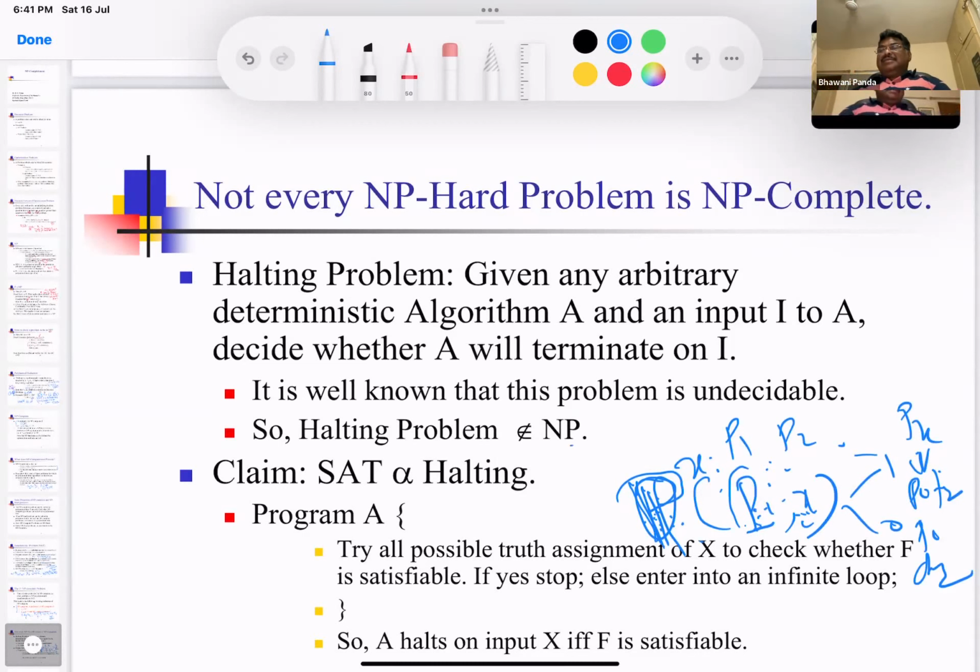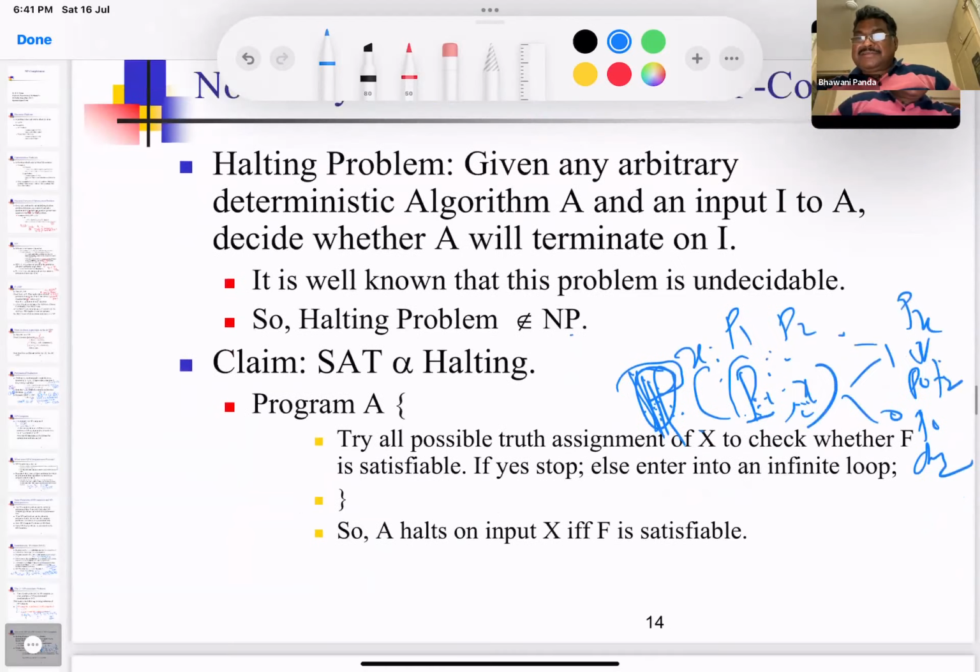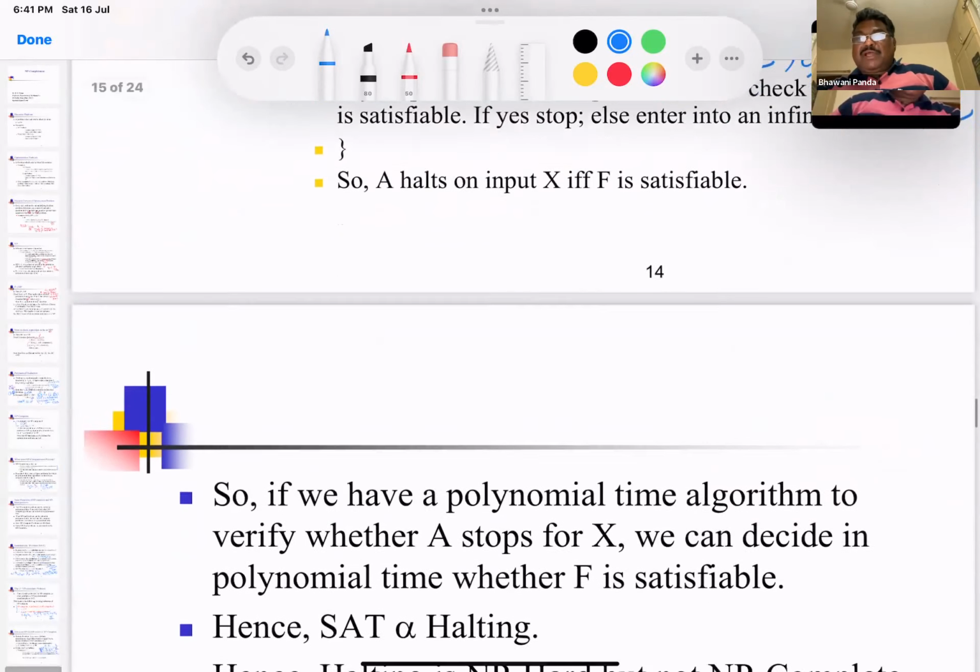Right? Yes, sir. Okay, so you can see the slides. It's not that difficult.